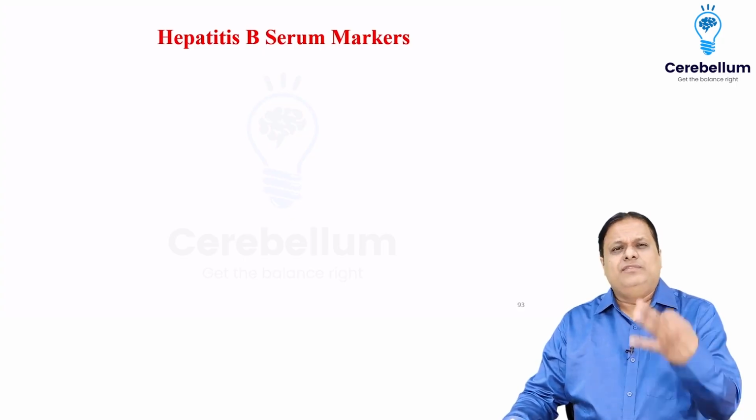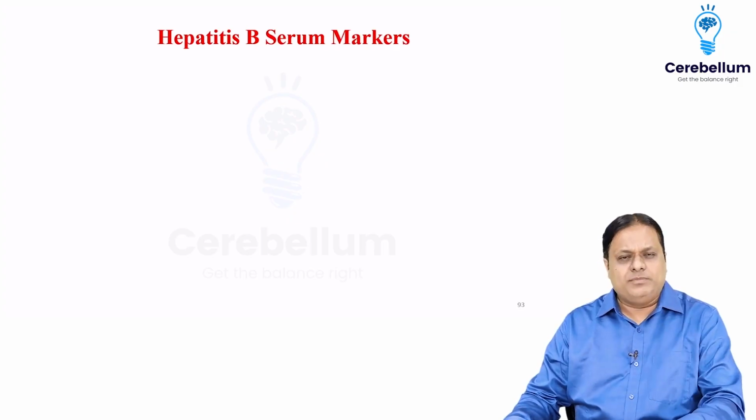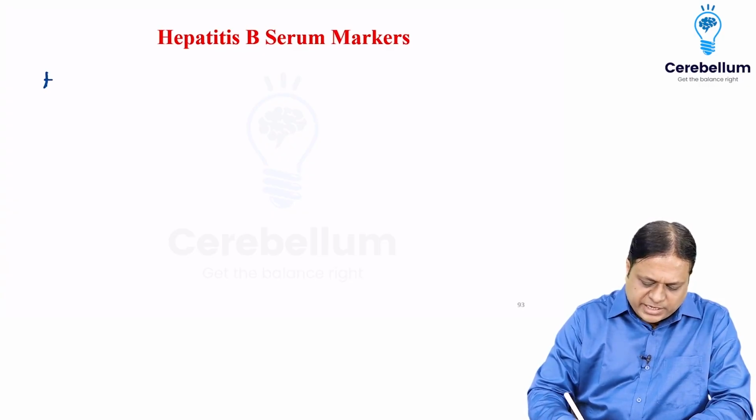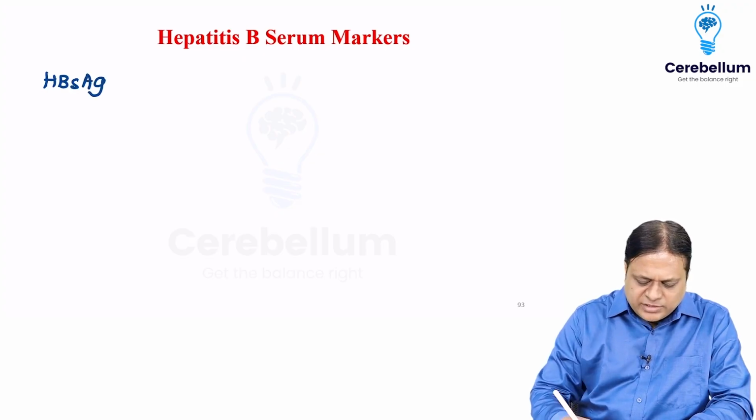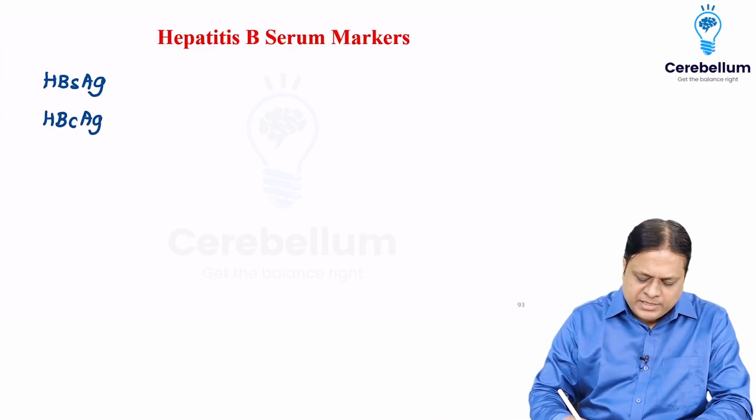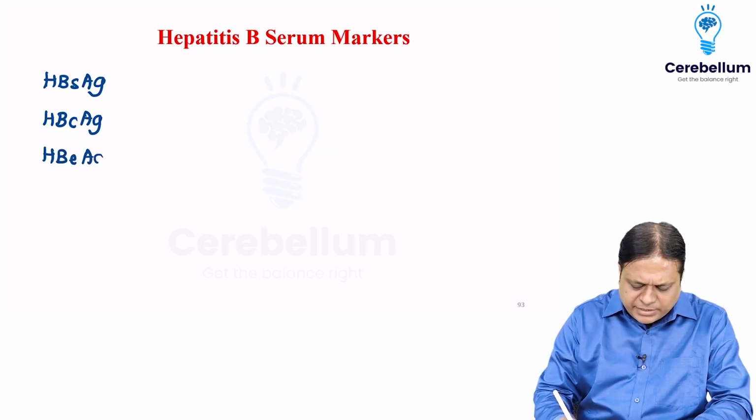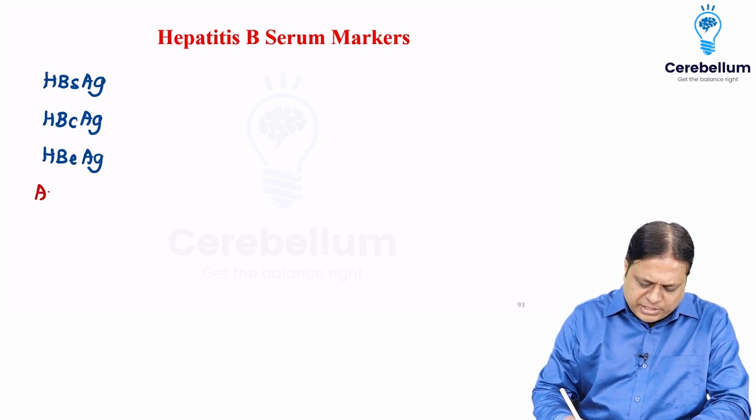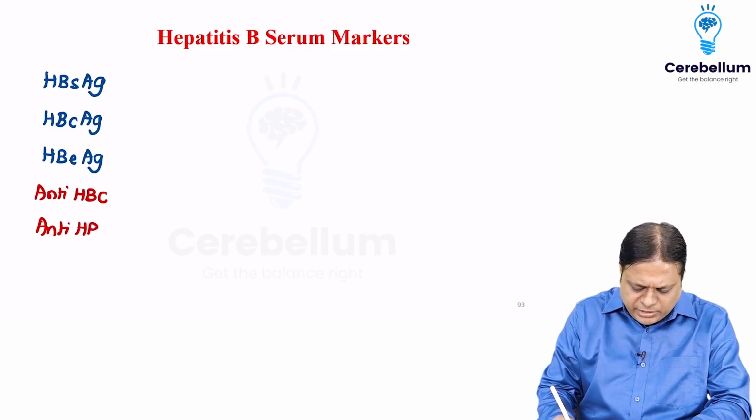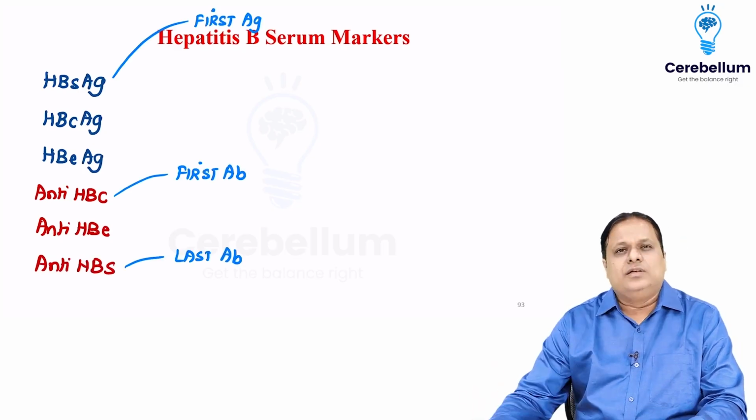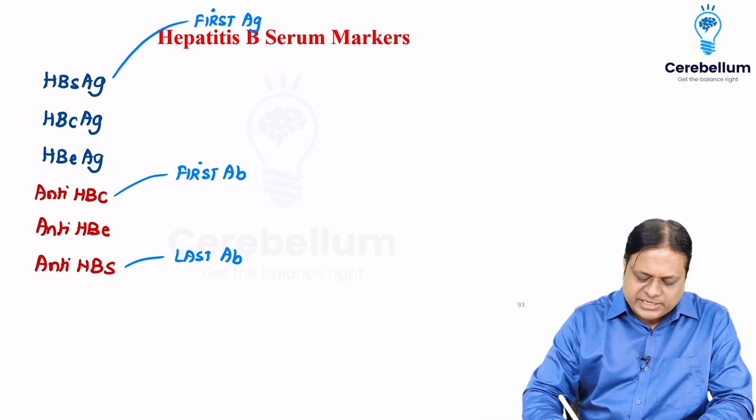Hepatitis B serum markers. We have three types of antigens and there are three types of antibodies. What is the sequence of appearance of antigens? First to appear is hepatitis B surface antigen, then comes core antigen, but it is very rare to be seen, and last is hepatitis B envelope antigen. But their antibodies do not appear in the same level. First to appear is anti-HBC, then anti-HBE, and last antibody is anti-HBS. What is epidemiological marker of hepatitis B? That is surface antigen.